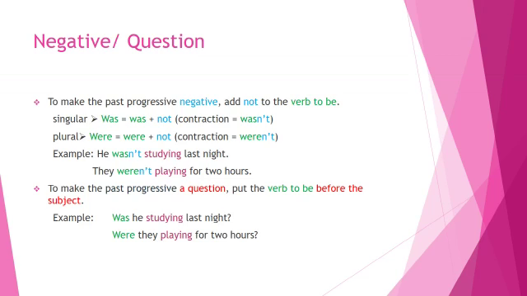Now, to make the past progressive a question, put the verb to be before the subject. It means at the beginning of the sentence. For example, was he studying last night? Were they playing for 2 hours?